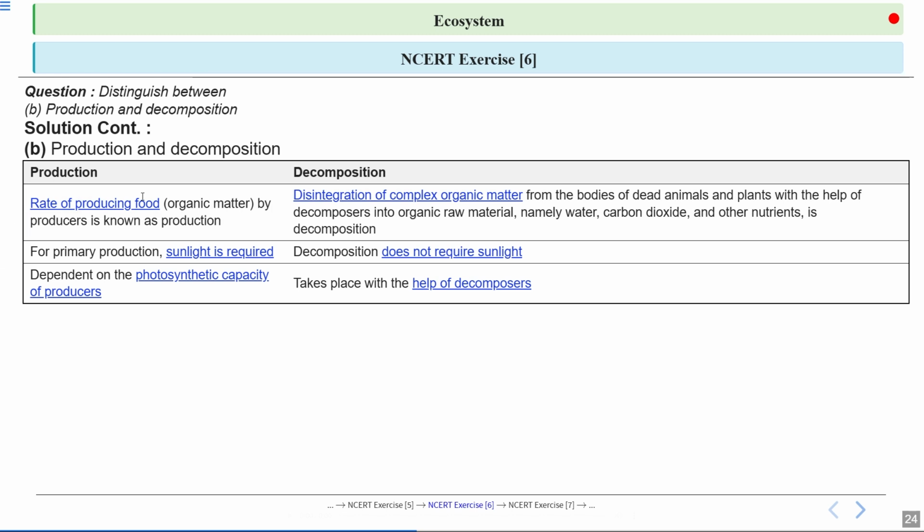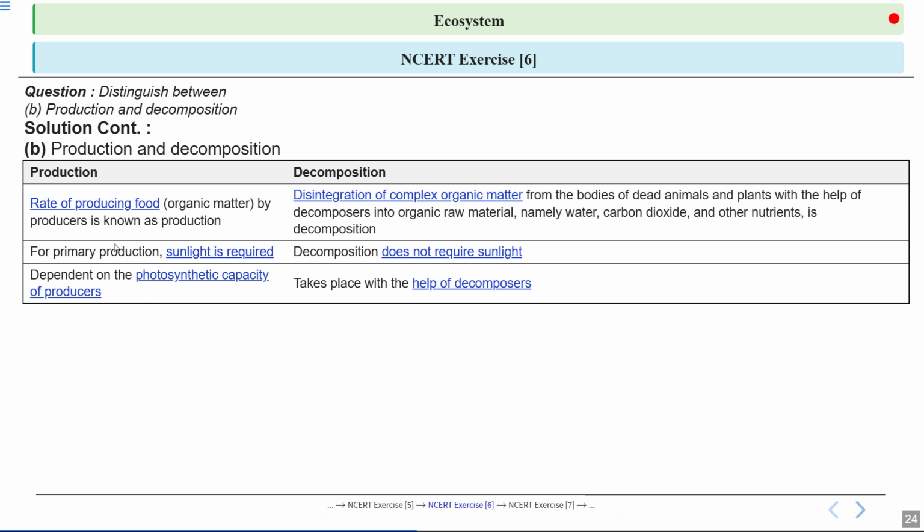Okay, so what is production? It is the rate of producing food, meaning organic matter, by the producers. And decomposition is the disintegration of complex organic matter from the bodies of dead animals and plants with the help of decomposers. Okay. So finally, in decomposition, the organic matter is converted into inorganic nutrients. And there are a lot of steps involved in decomposition: fragmentation, leaching, catabolism, humification, and mineralization.